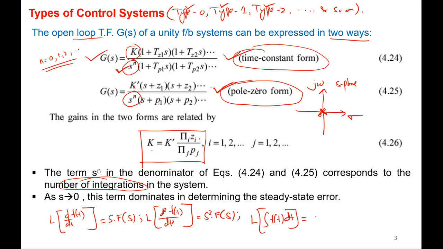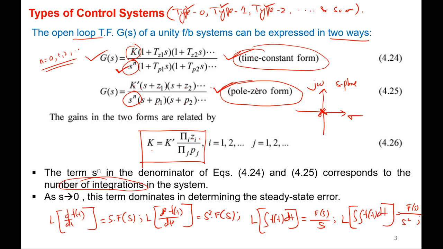Then I will write f of s divided by s. Is it fine? There is one integration. If there is double integration, f of t into d of t, then I will write it as f of s divided by s square. If it is triple integration, I will write it as f of s divided by s cube, and so on, right?